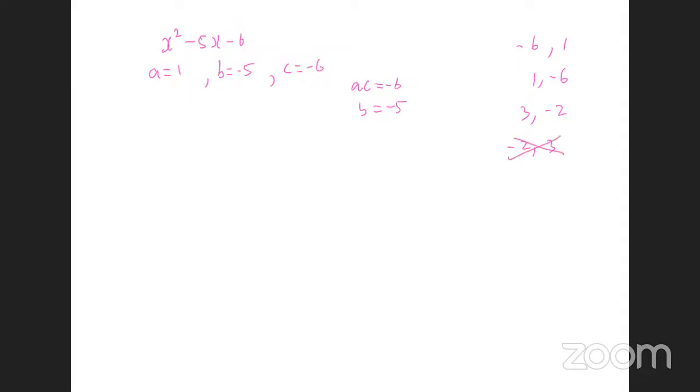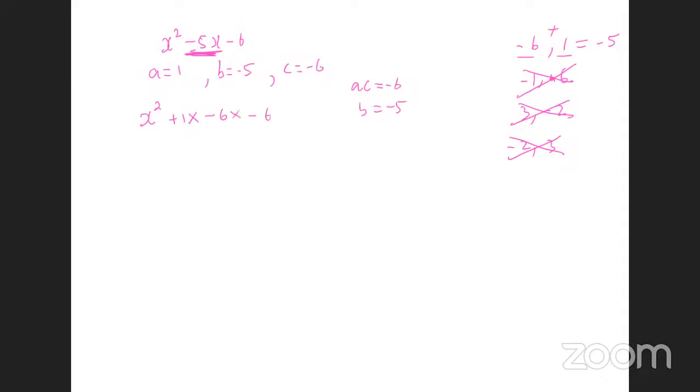This wouldn't work when I add it. When I add these two, I wouldn't get minus 5. Minus should have been here. When I add this, I wouldn't get minus 5, but when I add this, I'll get minus 5. So I'm going to replace minus 5x with minus 6 and positive 1. So I'll get x squared, and I'm going to replace minus 5x with minus 6x plus 1. Right? I put in the plus 1x first, and then I put in the minus 6x after.